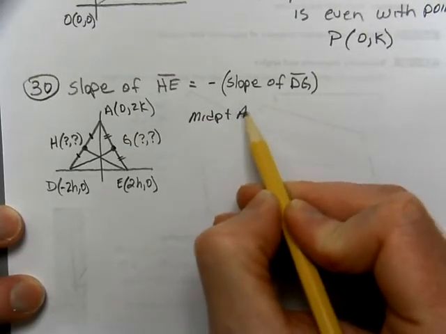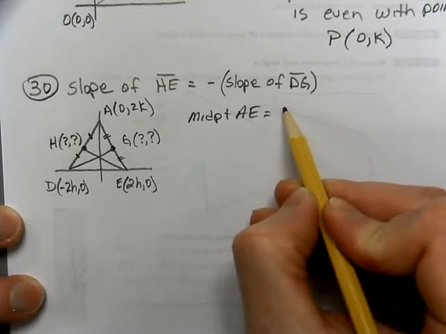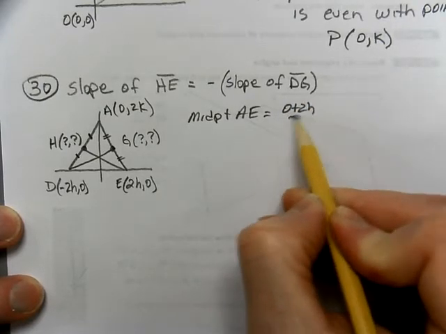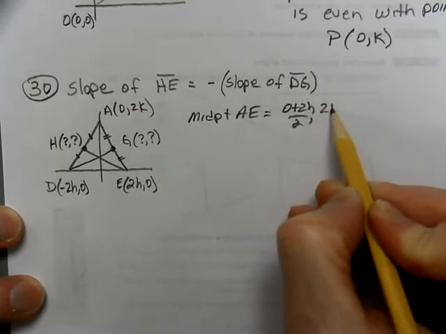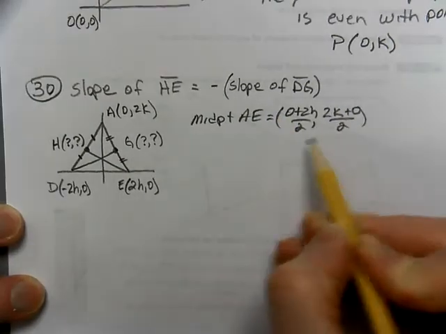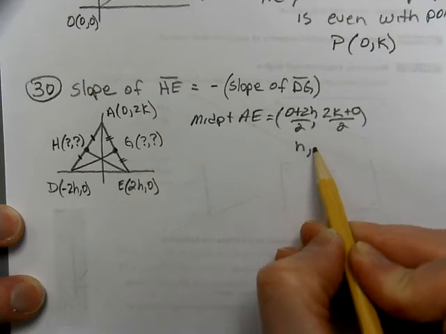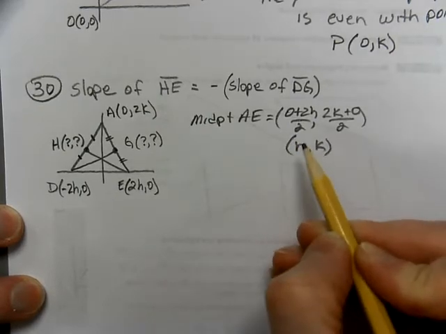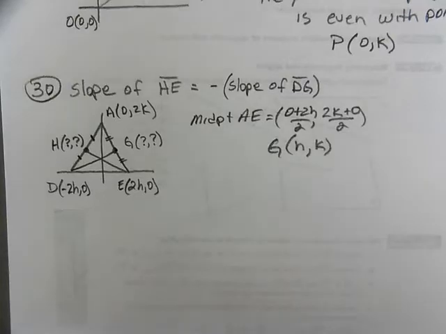the midpoint of AE is going to be adding the x's together and adding the y's together. So that is h comma k. That is point G.